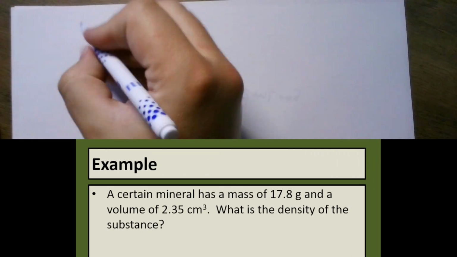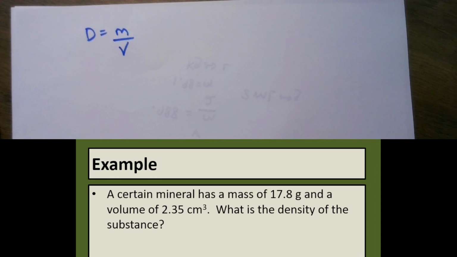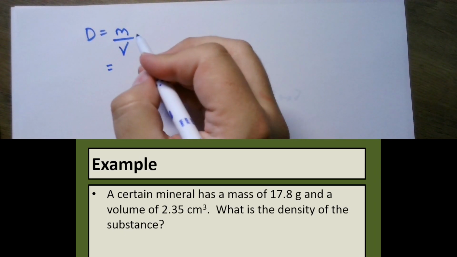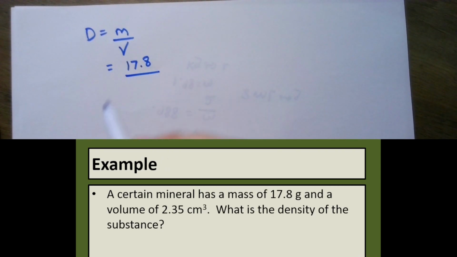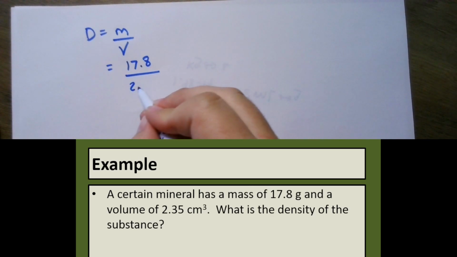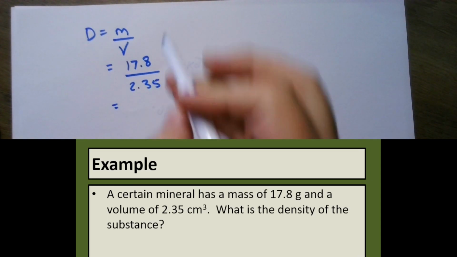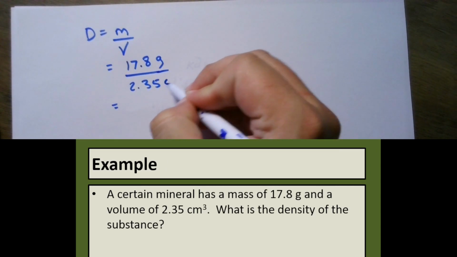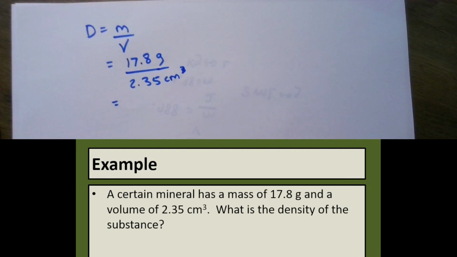So, density again, always mass divided by volume. My mass here is 17.8 grams. My volume is 2.35 centimeters cubed. Now, I have a bunch of choices here. I could just solve this. My units would be grams per centimeters cubed. If the problem doesn't specify, that's totally fine. There's nothing wrong with that.